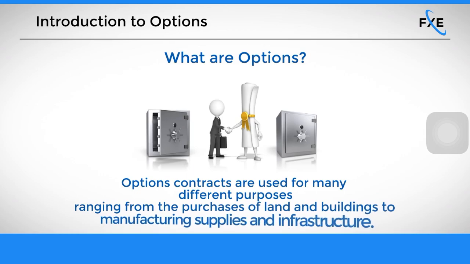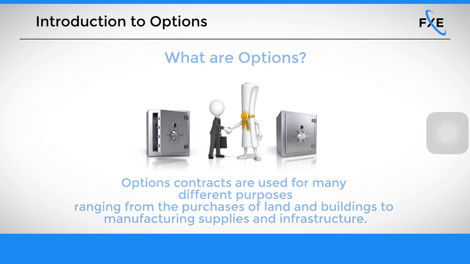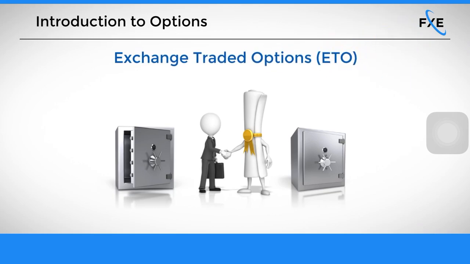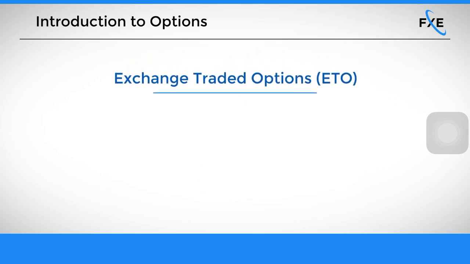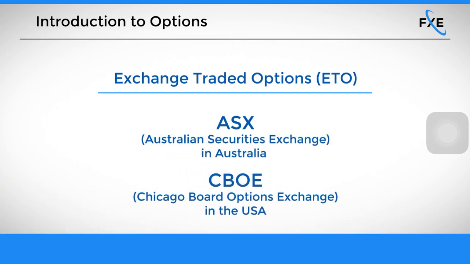Options contracts are used for many different purposes, ranging from the purchase of land and buildings to manufacturing supplies and infrastructure. Options contracts can come in many different styles and forms, but this course will focus only on exchange-traded options, also known as ETOs. An ETO is a standardized derivative contract, and as the name suggests, these contracts are traded on an exchange such as the ASX in Australia and the CBOE in the USA. ETOs are settled through a clearinghouse, which enables them to be guaranteed.